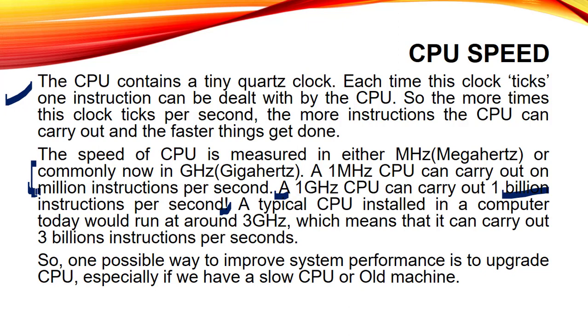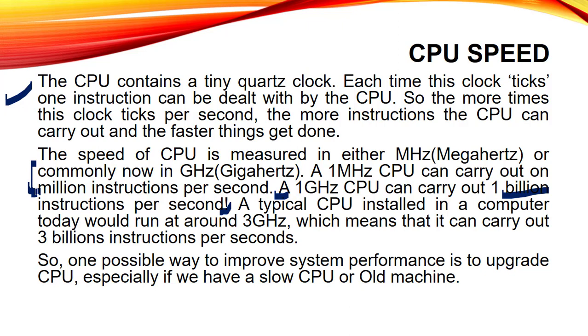Well, typically most of the CPUs that we are using nowadays are capable of processing up to 3 gigahertz. It means these computers can easily carry out 3 billion instructions per second. So it simply shows that the computers we are using nowadays are very fast when compared to the old technologies. But sometimes if we have an old CPU or a lower performance CPU, in that case our computer will not perform well or it will start lagging.